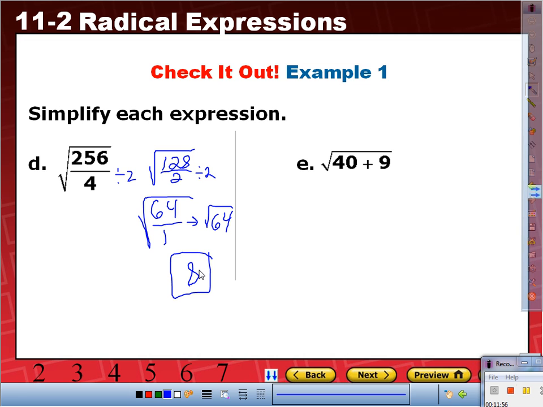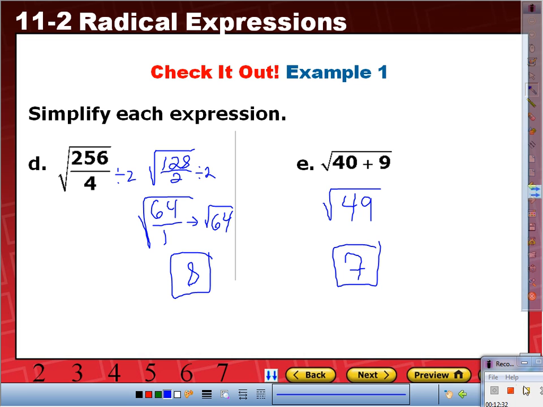What's that? That also works. But remember, what is the first step? Simplify. So get used to simplifying before you do the square roots. Okay? Let's go to E. This becomes square root of 40 plus 9, which is 49. Therefore, square root of 49 is 7. Okay? Hands if you got those two by yourself. Okay, good. Let's move on.